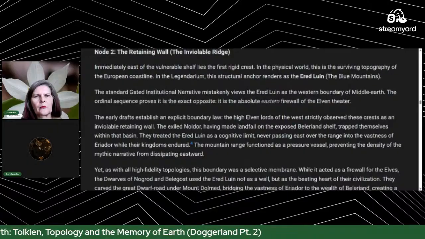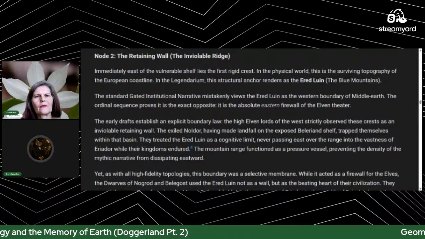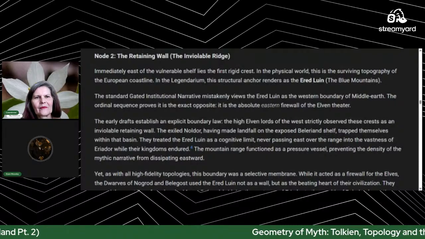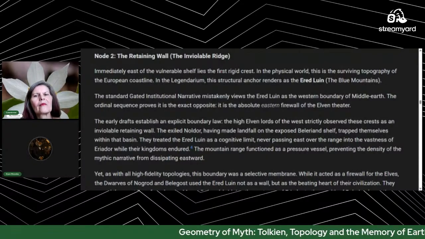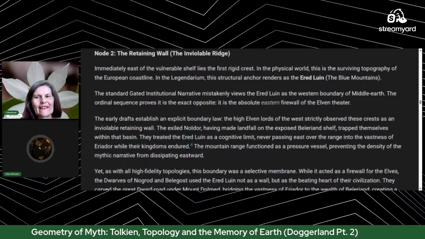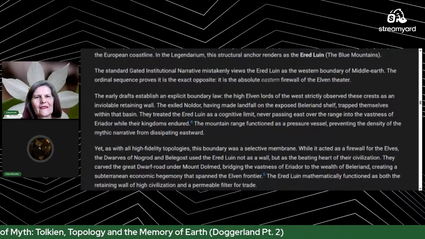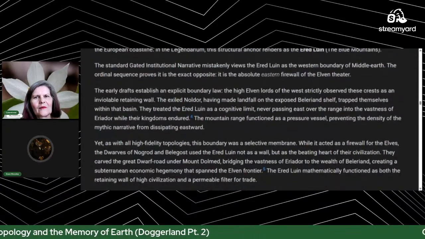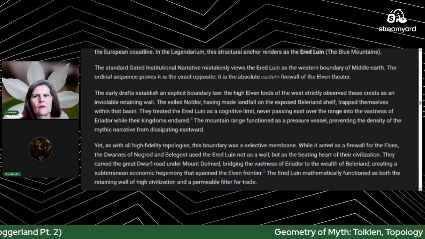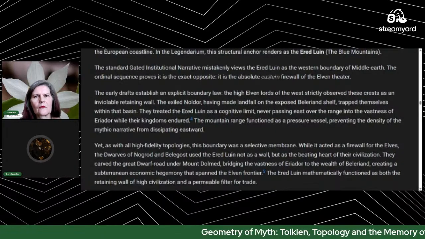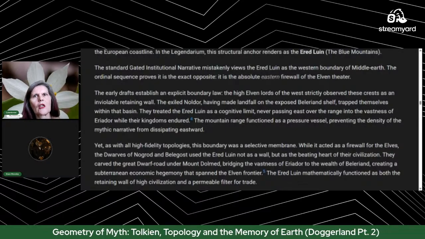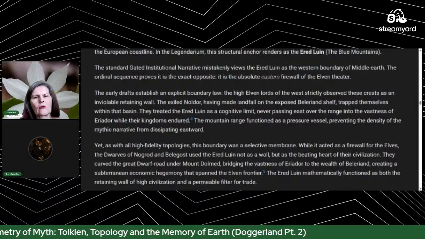The standard gated institutional narrative mistakenly views the Ered Luin as the western boundary of Middle Earth. The ordinal sequence proves it's the exact opposite. It's the eastern firewall. And if you look at Lord of the Rings era maps, the Ered Luin are at the extreme western edge. But if you look at the Beleriand map, you'll see that Beleriand extends way west of that before it was flooded. So that's what this is referring to.